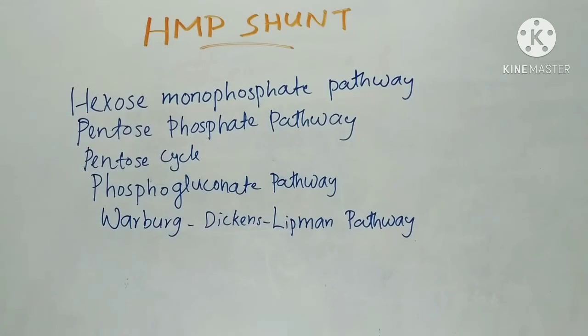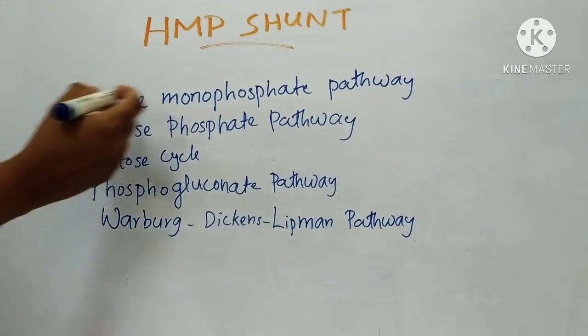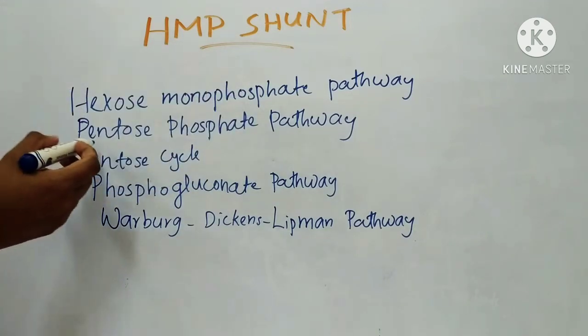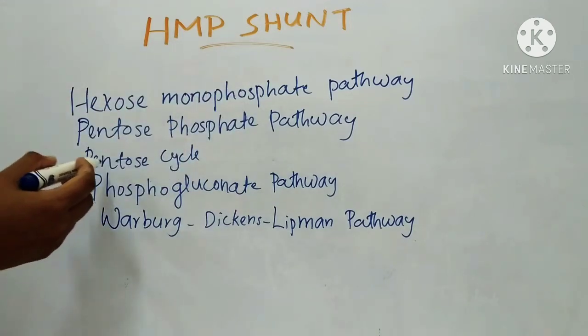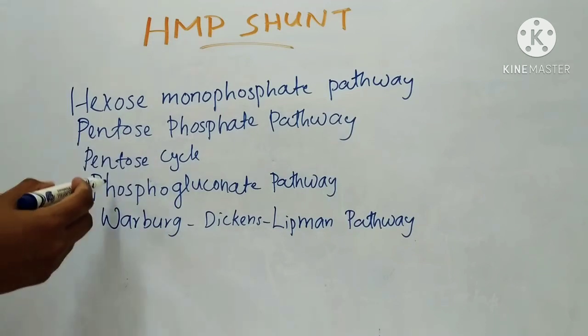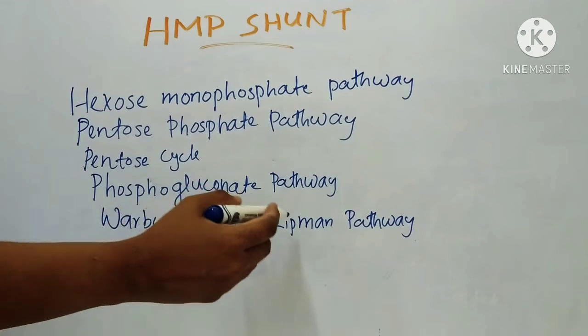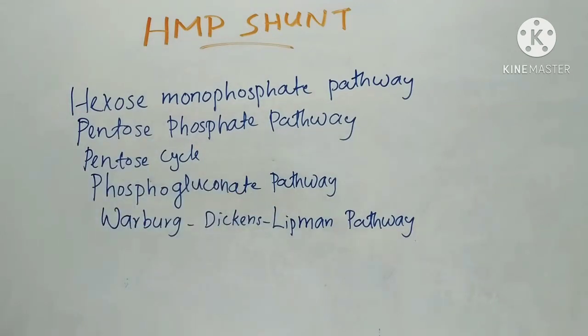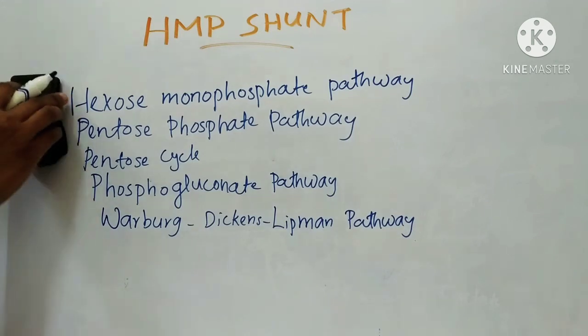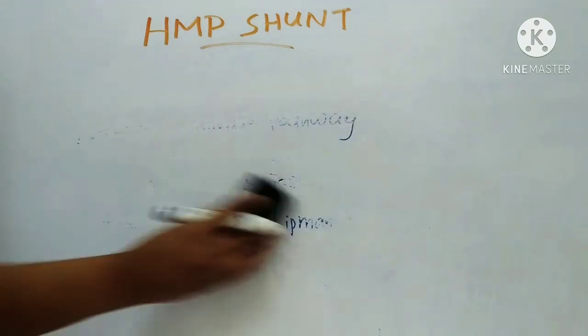Hello everyone. Today we will discuss the HMP Shunt. This is an alternative pathway for oxidation of glucose. Other names of this pathway are Hexose Monophosphate Pathway, Pentose Phosphate Pathway, Pentose Cycle, Phosphogluconate Pathway, or Warburg Dickens Lipman Pathway. So this is an alternative pathway for oxidation of glucose. Let's see the metabolic pathway.